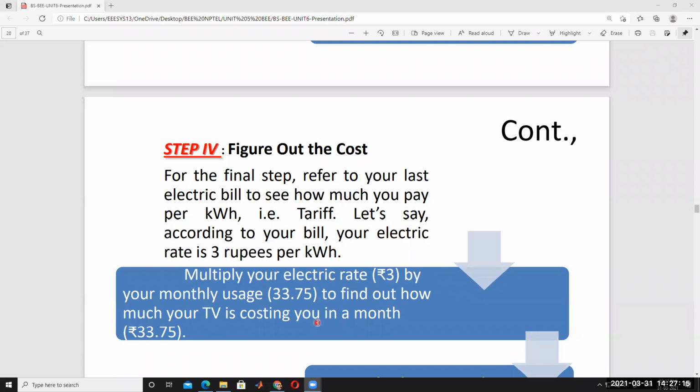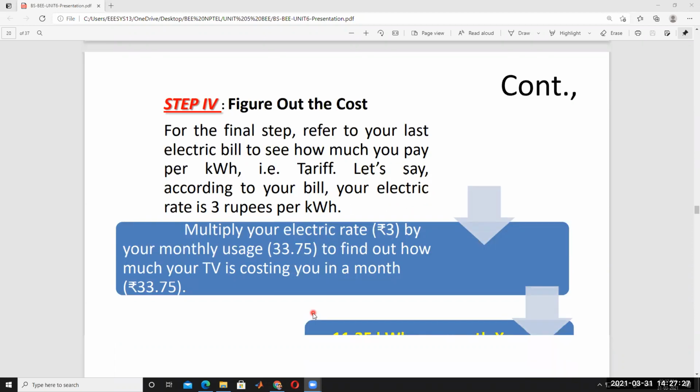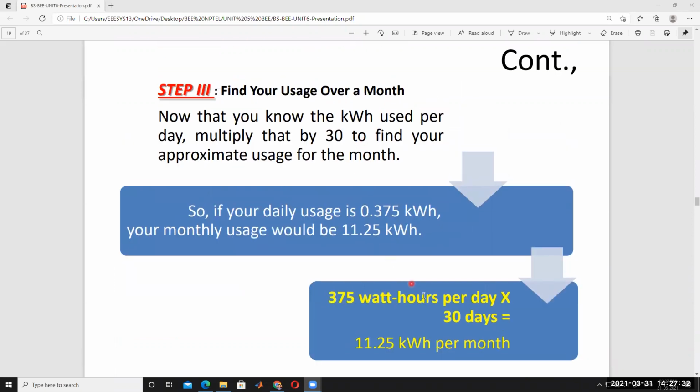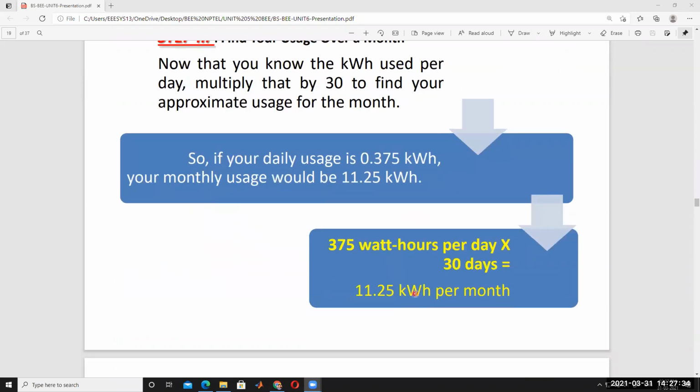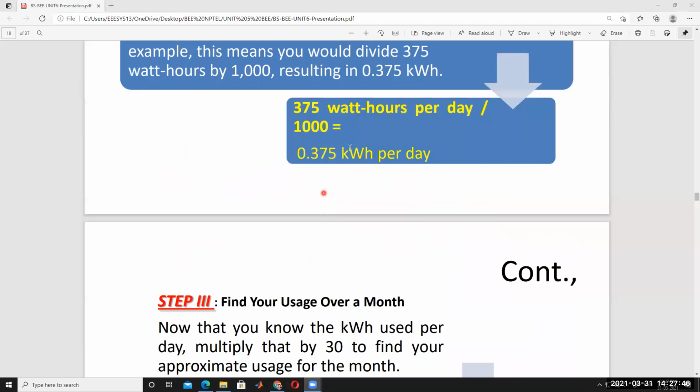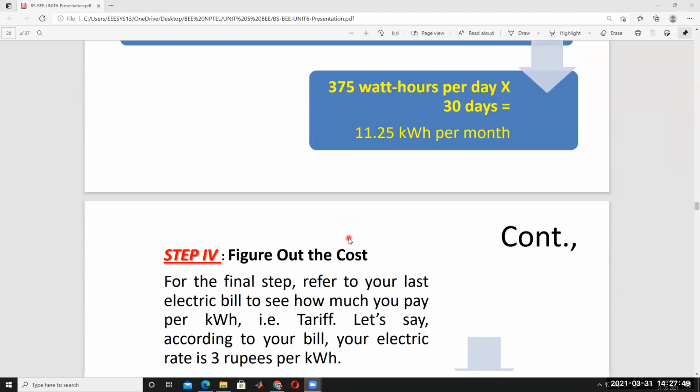In a month, by multiplying by the tariff, which is called the electricity rate, in rupees per kilowatt hour, we get the cost. It's not fixed, it changes according to the consumer: 3 rupees for domestic and 7 rupees for industrial use. So depending on the usage, the rupees per kilowatt hour changes. It's not fixed.